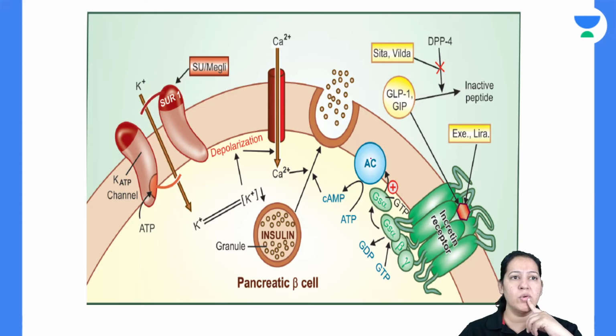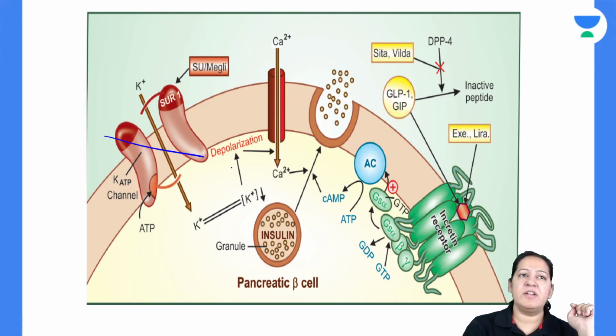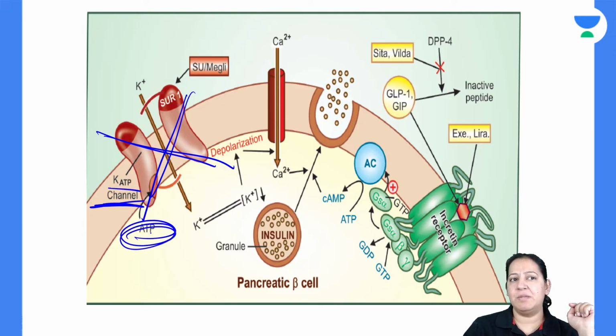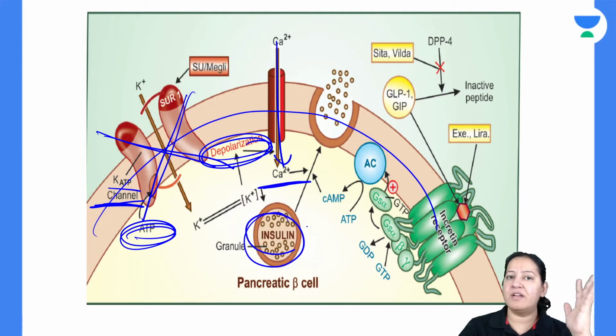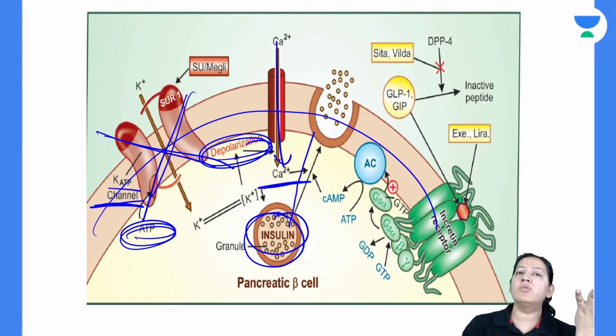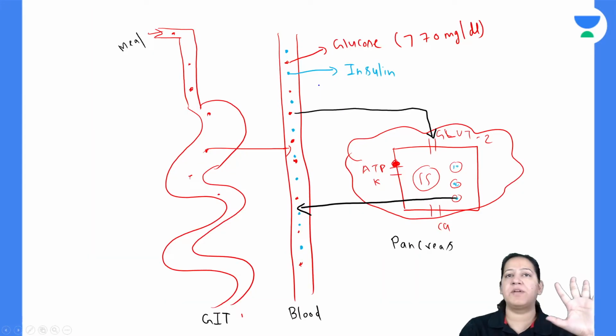So where is the glucose in this diagram? I can't see GLUT2. Can you see GLUT2 in this diagram? Where is GLUT2? So once glucose enters inside, it will get converted into glucose 6-phosphate, and once it gets converted, it inhibits the potassium channel. This is the ATP sensitive potassium channel. ATP is inhibiting this channel. Once this channel is inhibited, the membrane will get depolarized, and because of depolarization of the membrane, calcium is coming in. Calcium, once coming in, will stimulate the insulin granules and insulin is going out. So the same diagram, same diagram.